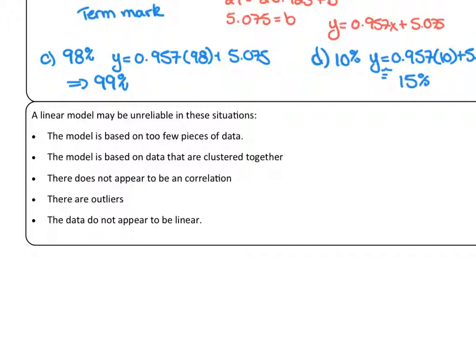The model is based on data that are clustered together. There does not appear to be a correlation. So if they're completely scattered around, it's really hard to come up with a linear model. There are outliers, or the data does not appear to be linear. It could be that you plot all the data and it doesn't make a straight line. Maybe it goes up, kind of curving upwards. In that case, it's not a linear model. It would be something else. So just keep in mind when you're doing this that a linear model doesn't always work.